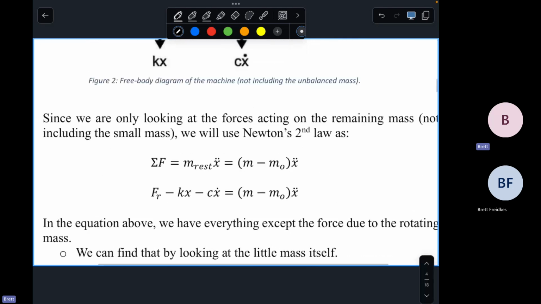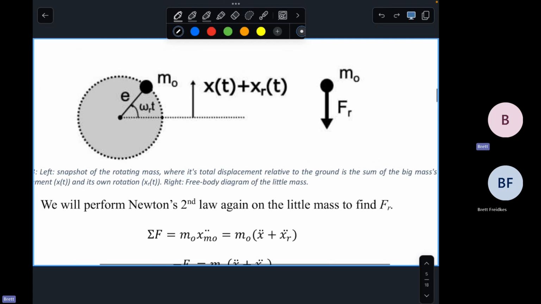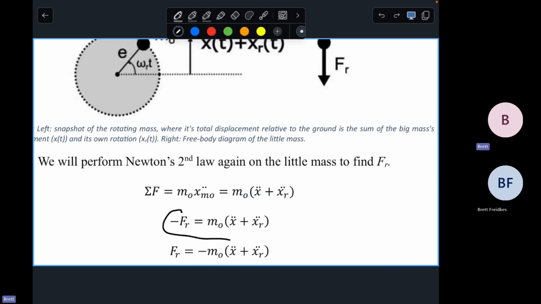So in order to find out what this is, we'll look at the free body diagram of the other mass, where we see that the only thing acting again is that rotational force in the equal and opposite direction. So we'll say that the sum of forces on this, which is minus FR, is equal to that mass times its acceleration, which is based on the translational acceleration and its own rotation. That's the derivative of the x of t I just wrote before. x of t plus x rotation of t. You okay?